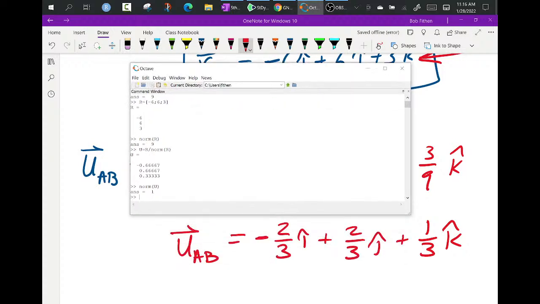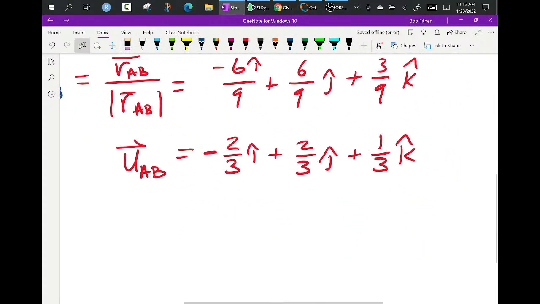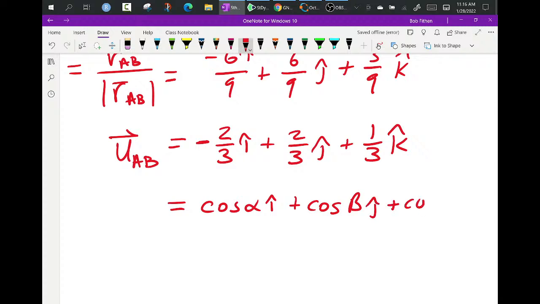But the beauty is, if you look back in the text, you'll find out that any unit vector can be written as cosine alpha I plus cosine beta J plus cosine gamma K. So if you want this angle, you take the arc cosine of that thing right below it. I'm sorry, above it.